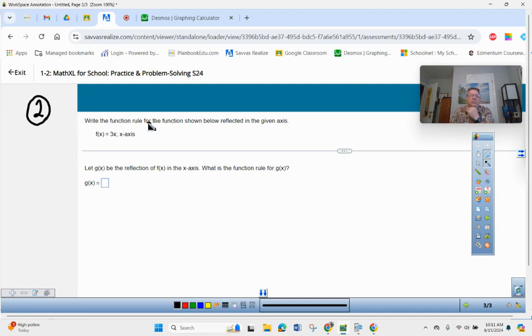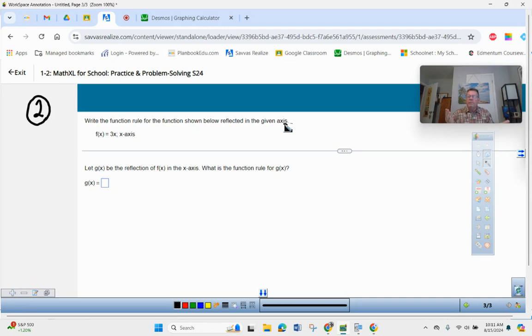All right, so let's read it. Write the function rule for the function shown below reflected across the given axis. They like to make this stuff look fancy, don't they? Reflected across the x-axis. So the x-axis is this one. And if you got something like this and you reflect it over, what would we call that? It's a flip. It's a vertical flip.